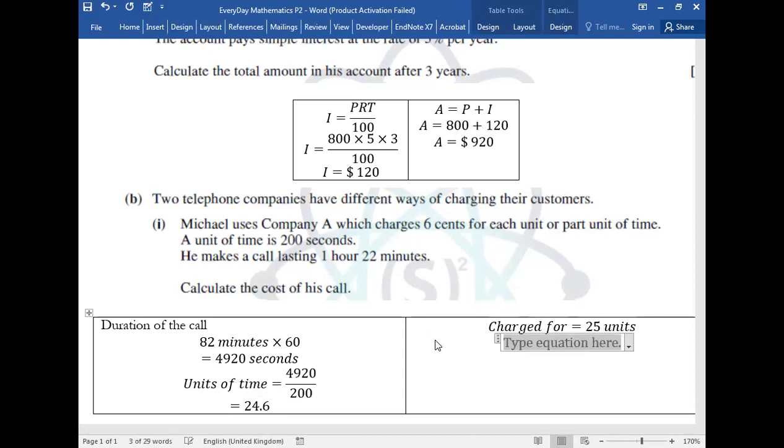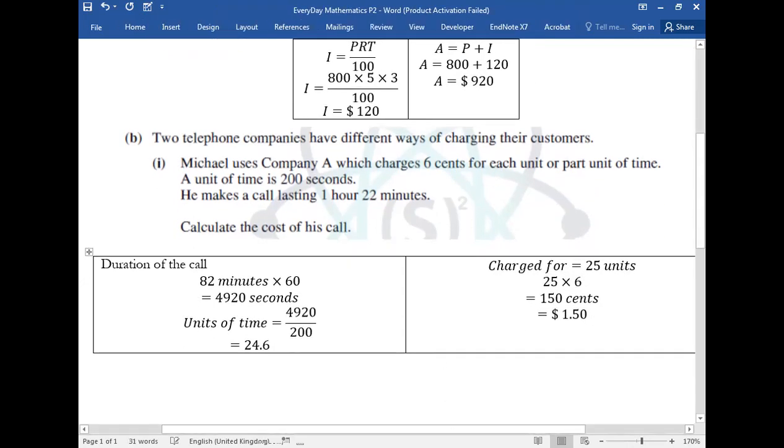And each unit costs 6 cents. So 25 into 6, which is 150 cents. Or if you convert it into dollars, that is divided by 100 now. $1.50. Is this clear? Understand it. Why are we rounding it off?